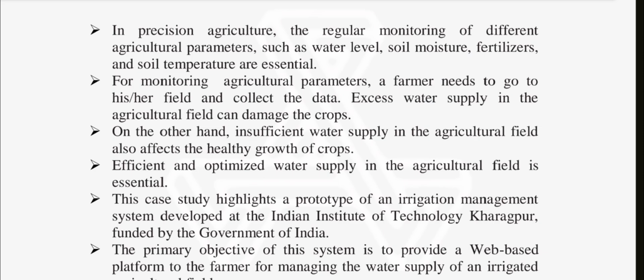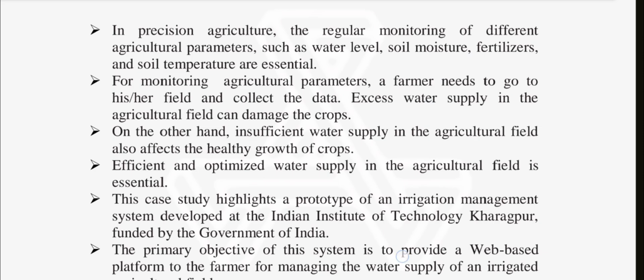Excess water supply in the agricultural field can damage the crops. On the other hand, an insufficient water supply in agriculture also affects the healthy growth of crops. Efficient and optimized water supply in the agricultural field is essential.